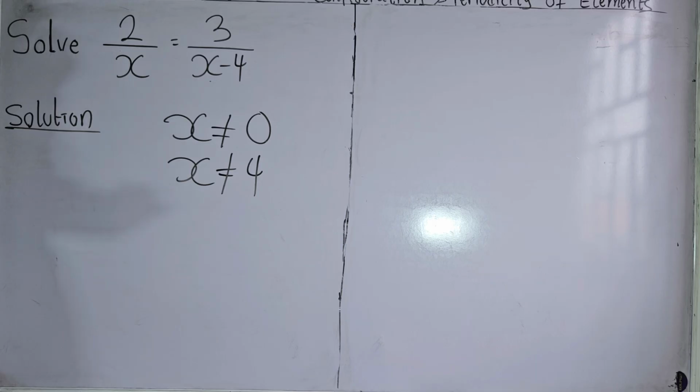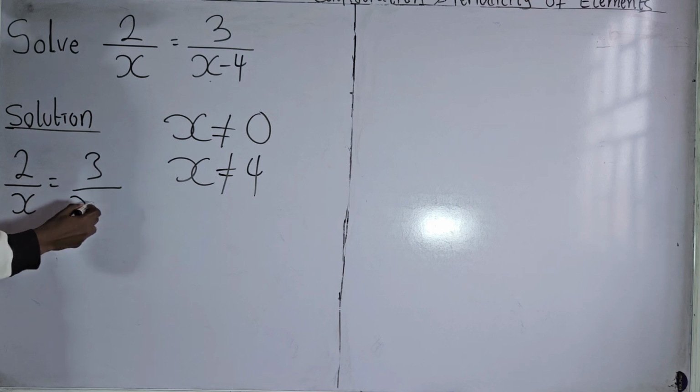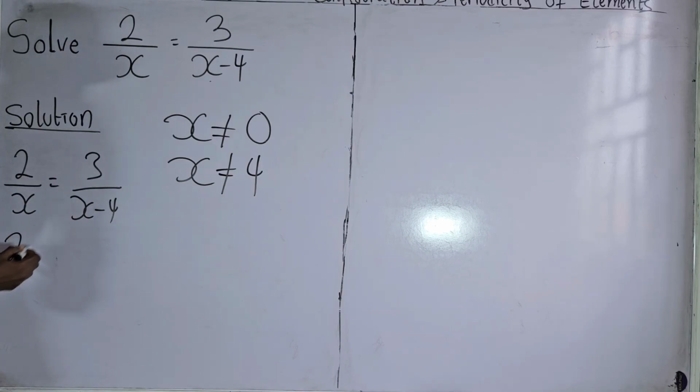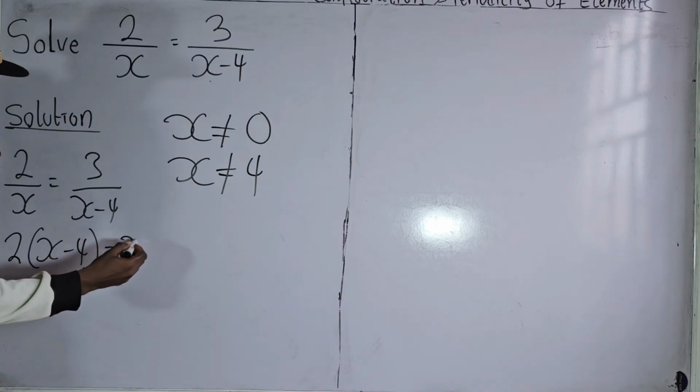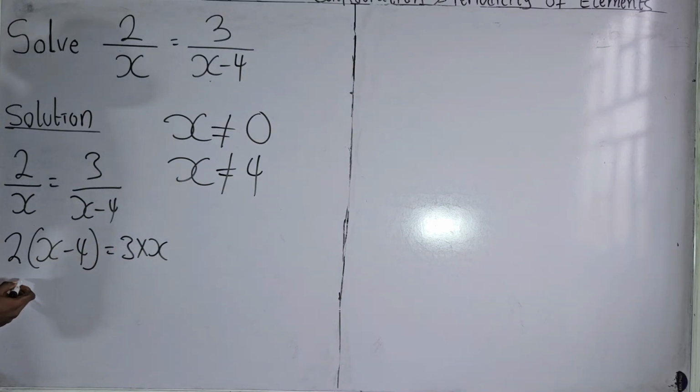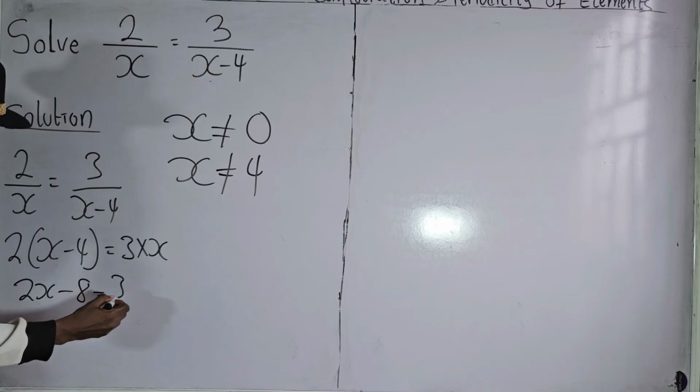Now let us proceed to solve to get the values of x. We have 2 over x equals 3 over x minus 4. Because we have two fractions separated by an equals sign, we're going to take the cross product, right? So I'm going to have 2 multiplied by x minus 4 equals 3 times x, right? 2 times x is 2x, and 2 times negative 4 is negative 8. This will be equal to 3x.